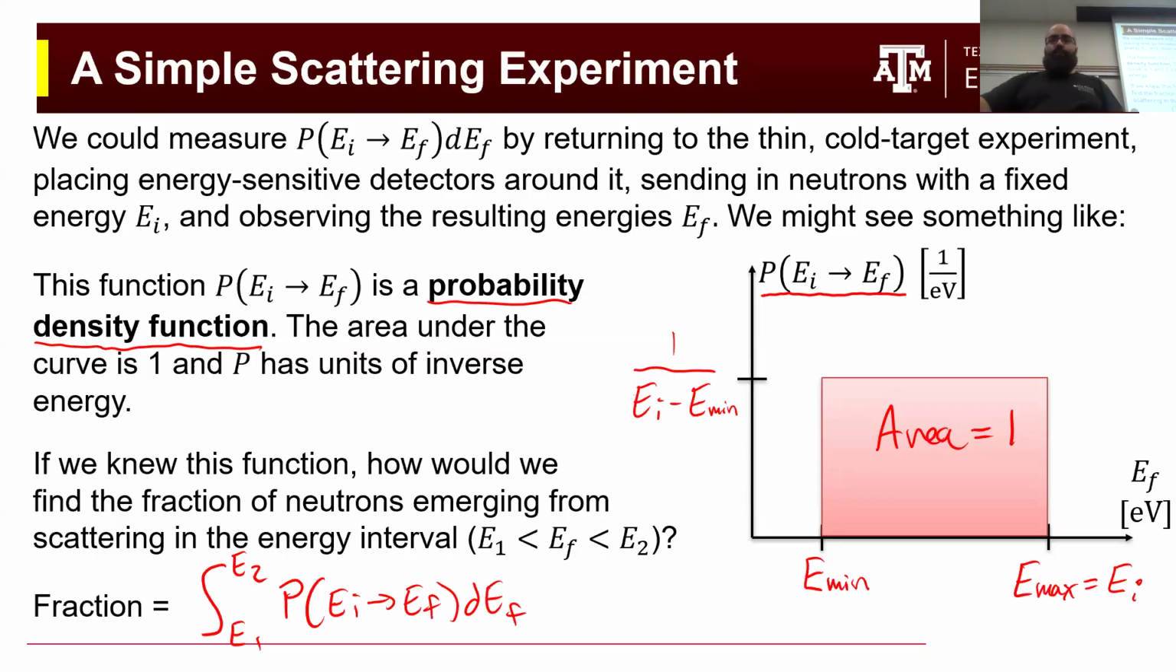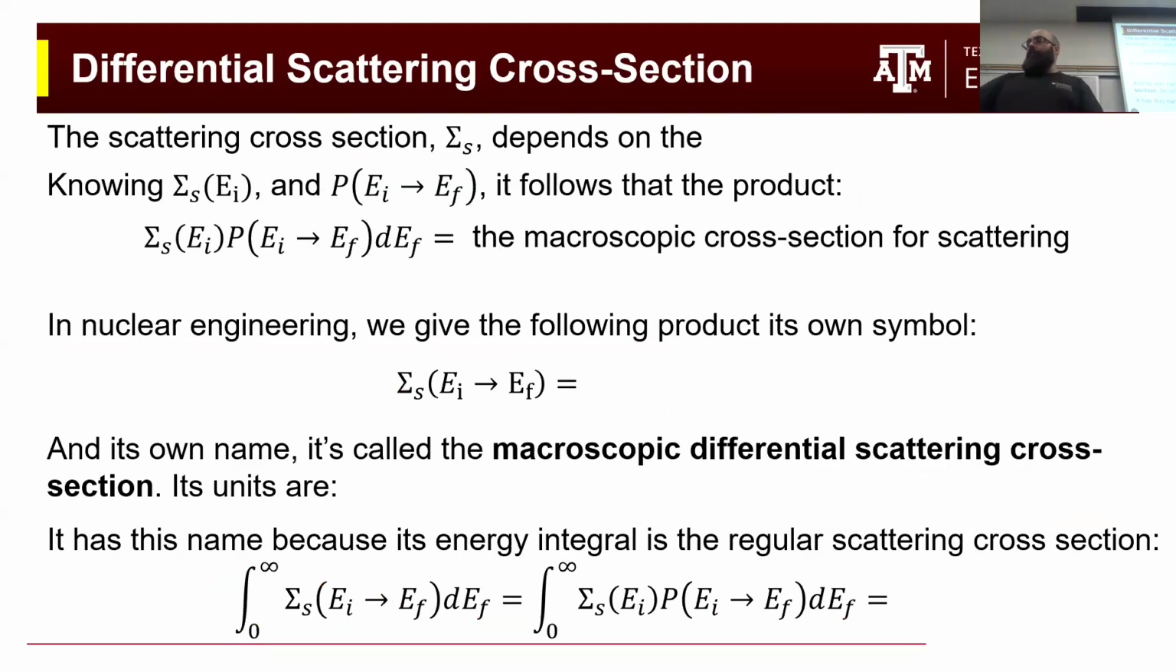Once we have some idea about that probability density function, then we can set up what our scattering cross sections need to look like. In general, when we talk about the scattering cross-section sigma S, if we were to look it up on JANIS or some nuclear database, it's only going to depend on the incident neutron energy. So the scattering cross-section by itself depends on the incident neutron energy, and that was our EI.